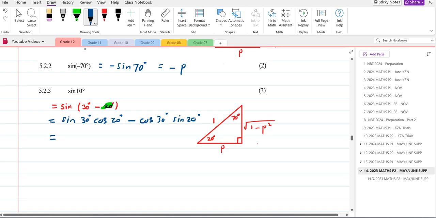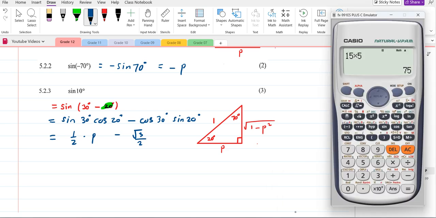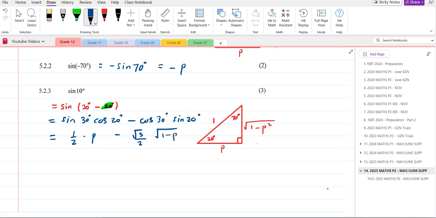Alright, so sine 30 is half, cos of 20 is adjacent over hypotenuse, P, minus cos of 30. Cos of 30 is a special angle, which is root 3 over 2. You can check it up. Let's check what's cos 30. Cos of 30 degrees is root 3 over 2, right? And what is sine of 20? Sine of 20 is opposite over hypotenuse. So that is the square root of 1 minus P squared.